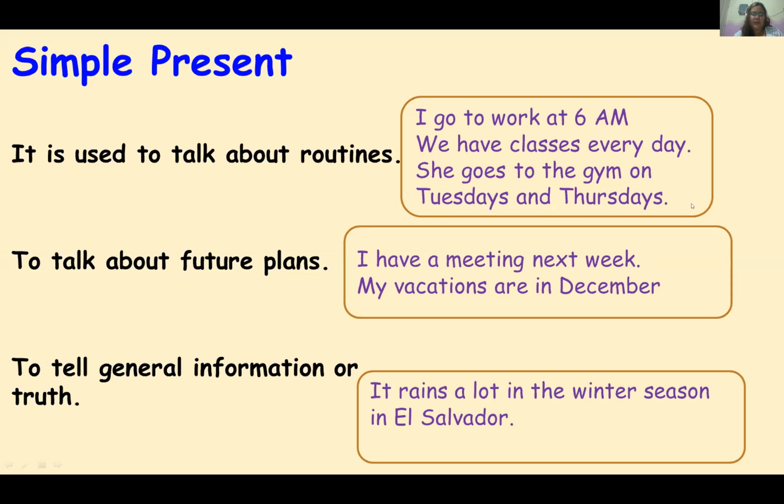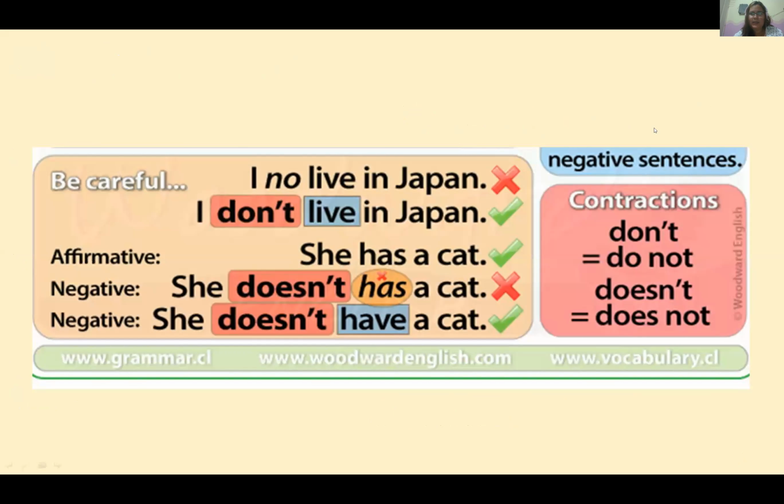And the next one, Francisco Castillo, can you help me, please? To tell general information or truth. It rains in the winter season in El Salvador. Yes, thank you. General information or truth, right? Normally it rains in the winter, so we can use the simple present to talk about general information. All of these examples are in the affirmative form, positive sentences, right? I go to work, she goes to the gym, we have classes, I have a meeting. What about the negatives? Eric, can you help me to read these examples in the negative form? I don't live in Japan.